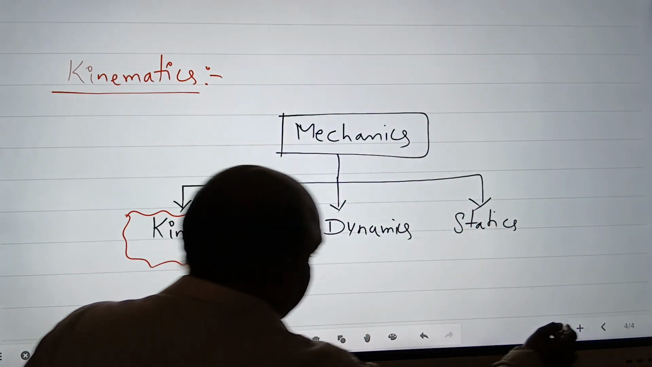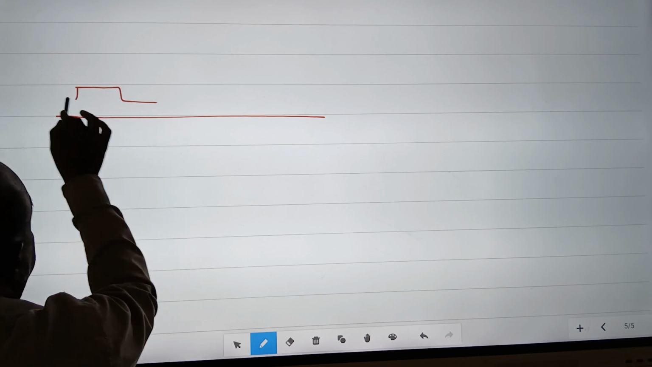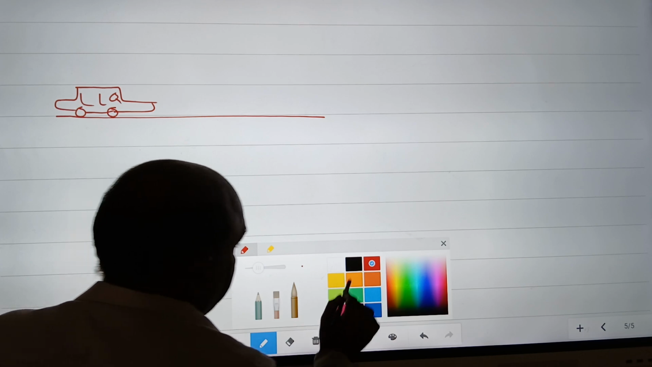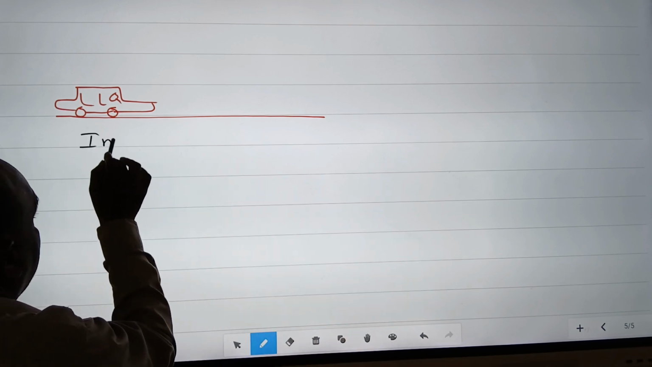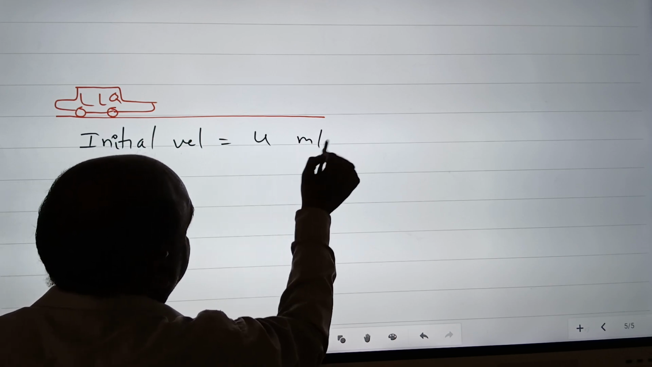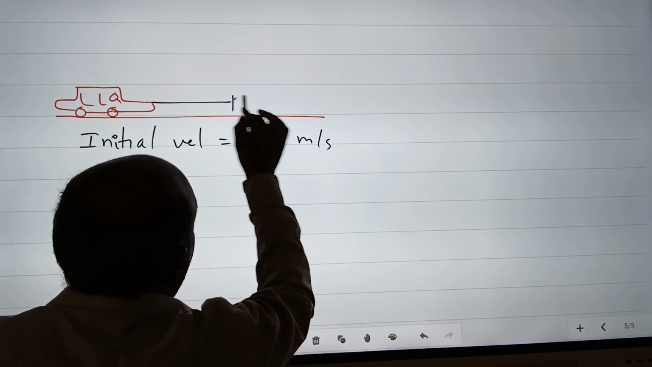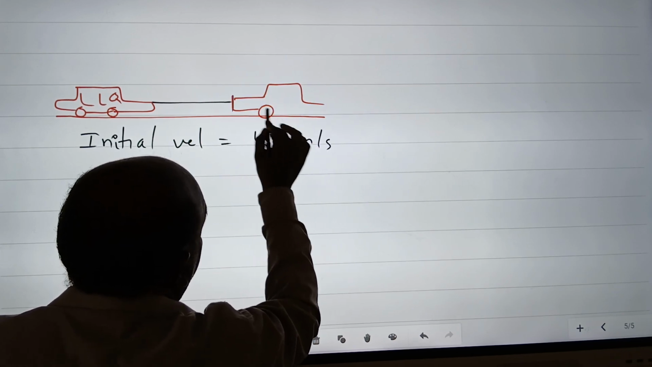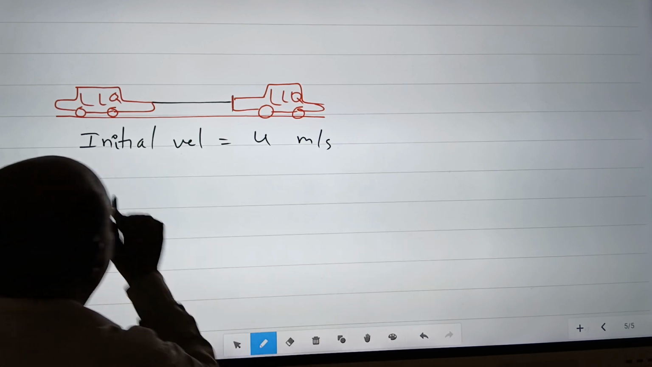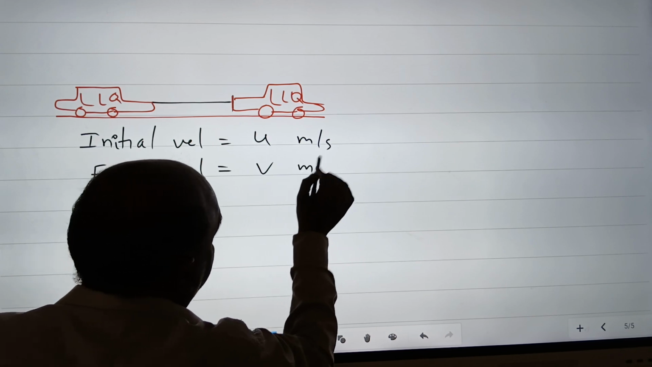What is the meaning of the sentence? See here. This is the road. On this road, one vehicle is going. This is the vehicle. Its initial velocity is u. Initial velocity is denoted by u meter per second. After some time, the speed of the car is raised. Now the speed of the car is increased. Let the final velocity of the car be v meter per second.